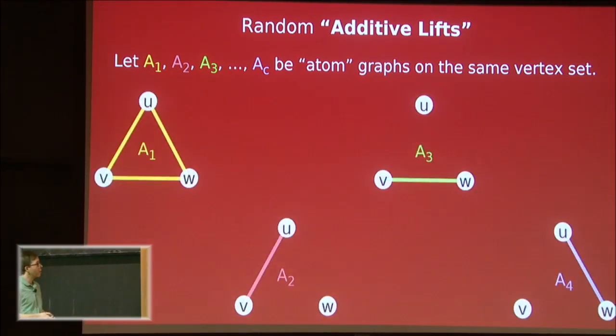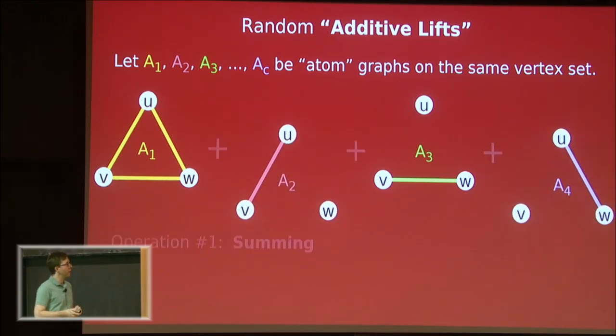Here's an example. There are four atom graphs, A1, A2, A3, A4, on the same vertex set, U, V, and W. This is a triangle. These three are single edges. They don't have to be connected. So I'm going to describe how you make an additive lift out of these four base graphs.